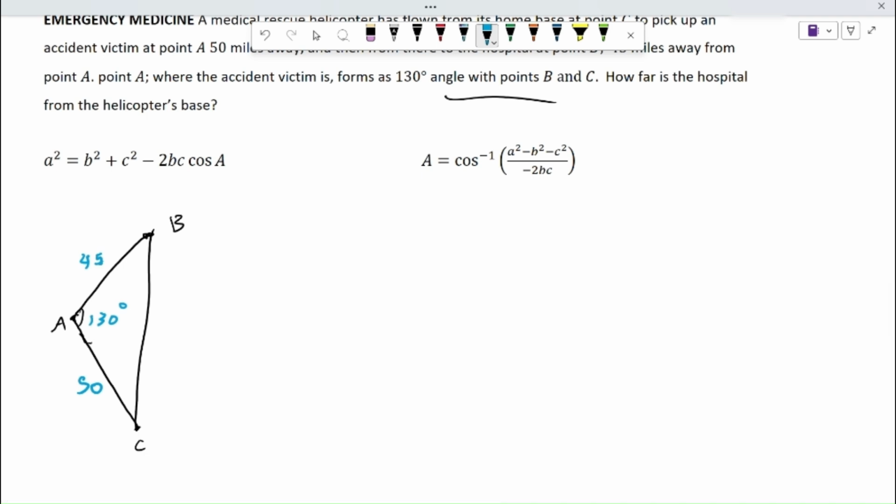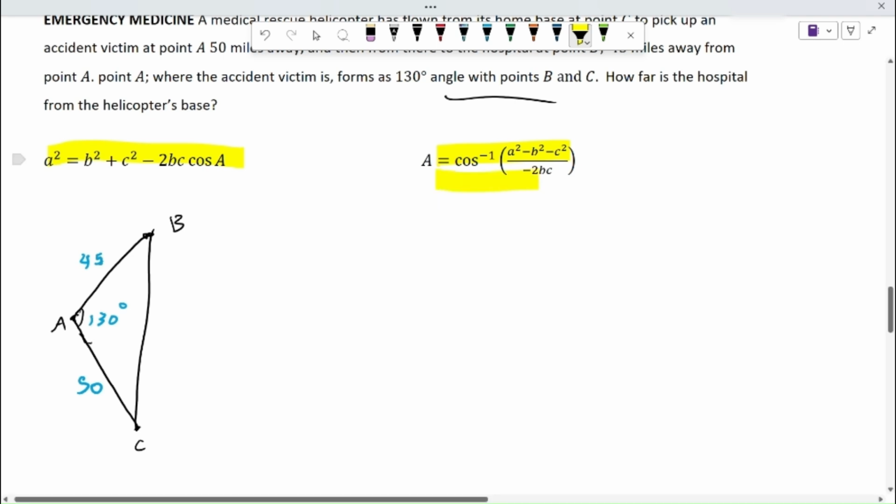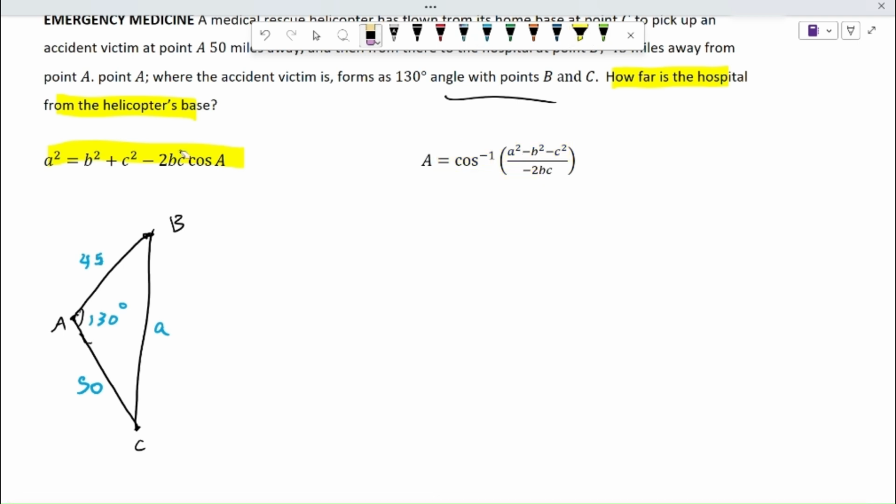So let's now come up here and choose which one of these two equations we need. We have an angle sandwiched between two sides. Let's look at this equation here. This solves for an angle, and this is not what we want, because we're interested in how far the hospital is from the helicopter's base. The point C is where the helicopter's base is, and point B is where the hospital is. So we are interested in solving for the side opposite the angle, which is lowercase a. So the equation we need is the first one: a squared equals b squared plus c squared minus 2bc cosine of A. That's what we're going to use to solve this problem.